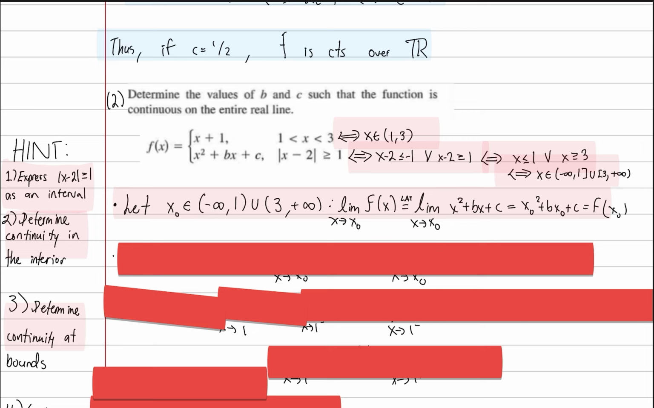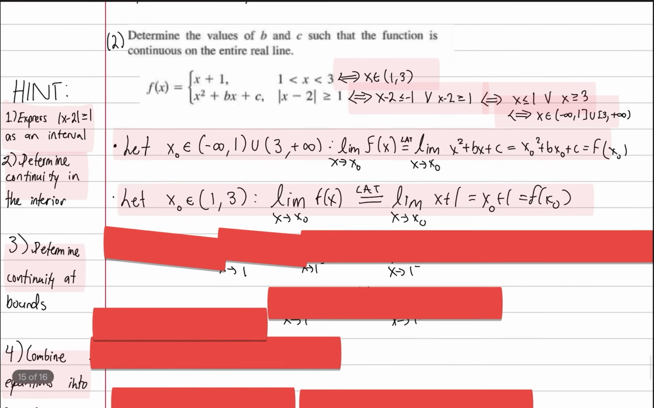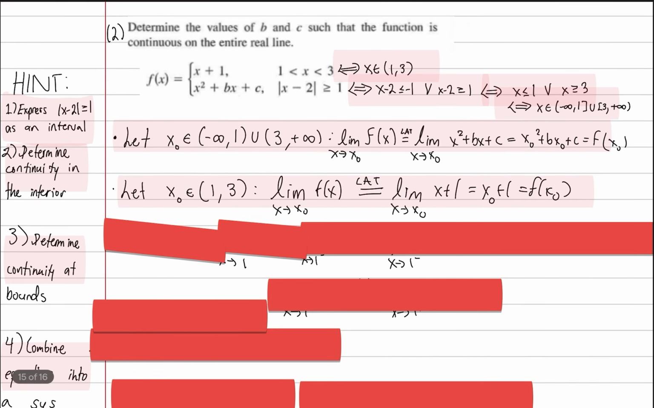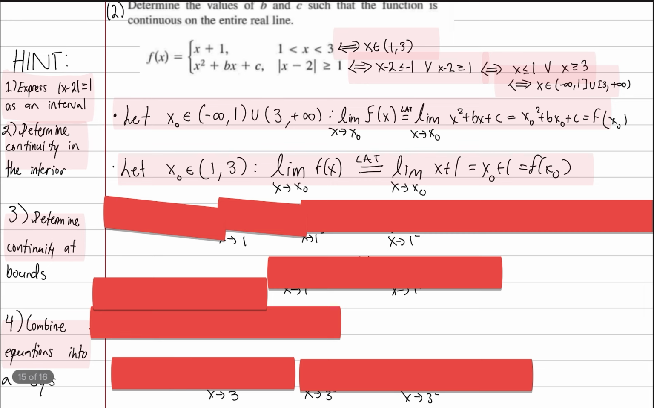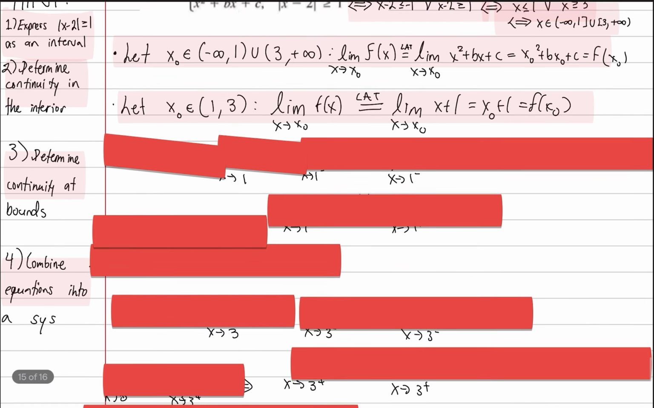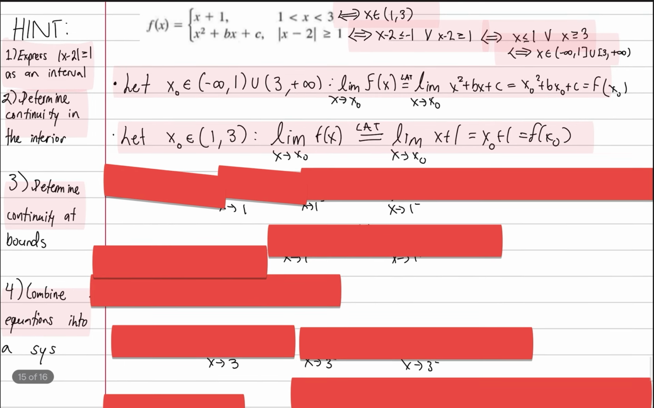Now you can consider negative infinity to 1 and 3 to positive infinity separately, but I'm just gonna consider the union of them, because either way it doesn't make a difference as long as we let x naught be in either of those two intervals. We get the following f of x naught. Again, no limits so far. b and c can be any real numbers. Here we have between 1 and 3, and in this case, it's going to agree with the first piece, which is still f of x naught. So no limits.